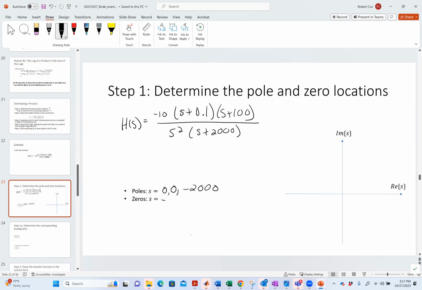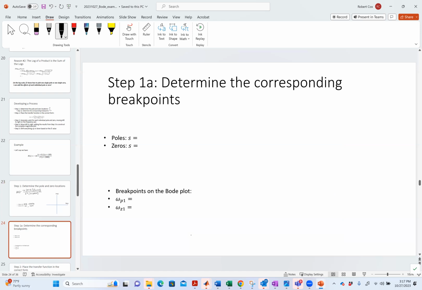Well, so yeah, s equal to -0.1 and -100. And then I could draw X's and O's at those points. I'm not going to do that. I just want to know where the poles are at. Okay, so I want to figure out the breakpoints.